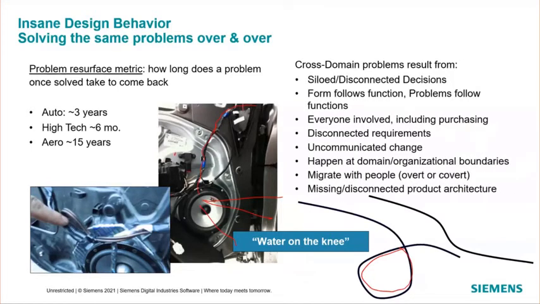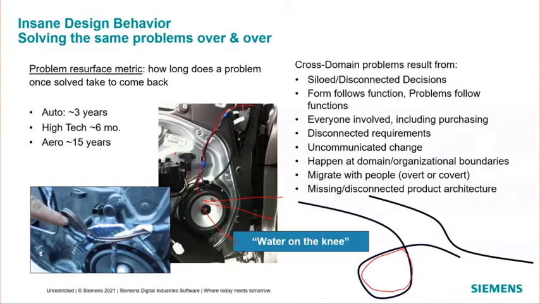We look closer at these problems because they're cross-domain problems. We find, of course, that they're the result of siloed and disconnected decisions. We found that these problems have this tendency to follow functions. Just as architects know form follows function, or that's what they're taught, we believe that problems follow functions as well. And of course, you need to have everyone involved. If everyone's not involved, then you end up with some point of view not being understood, like purchasing, for example, which needs to be involved in these decisions in some way.